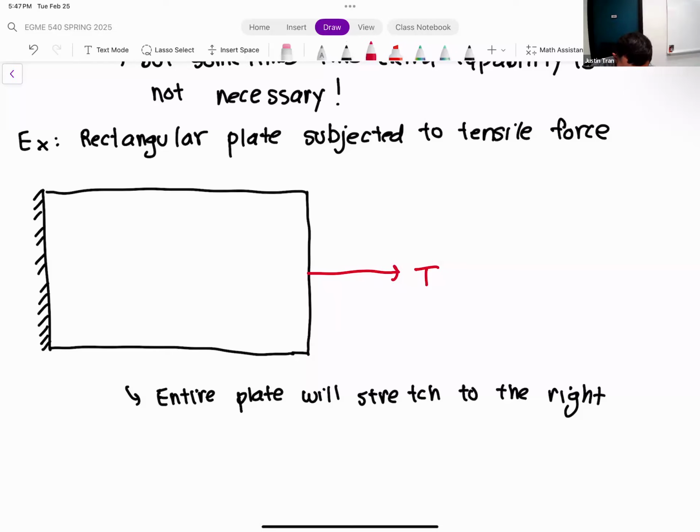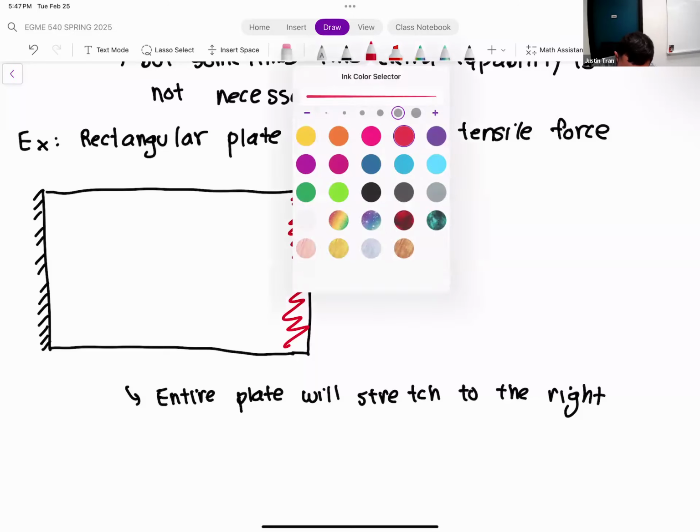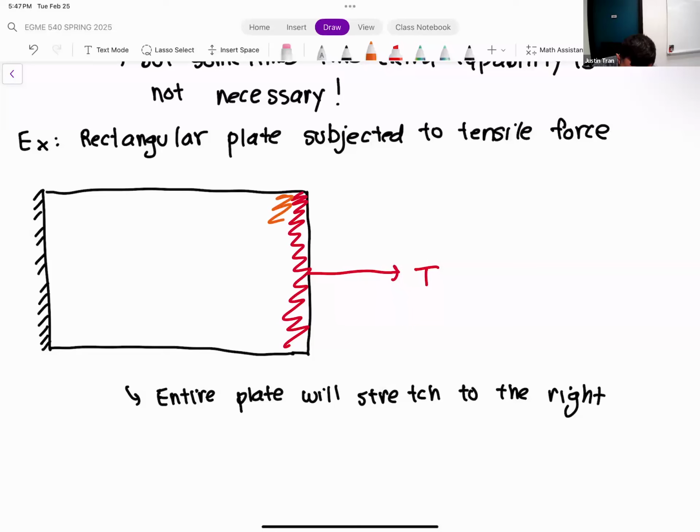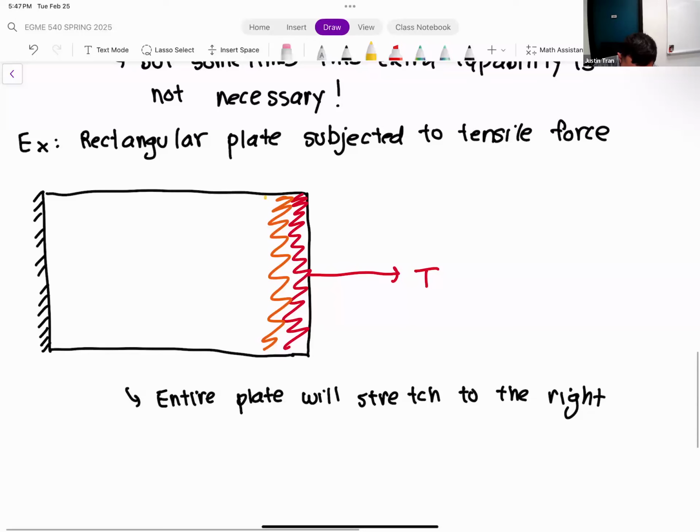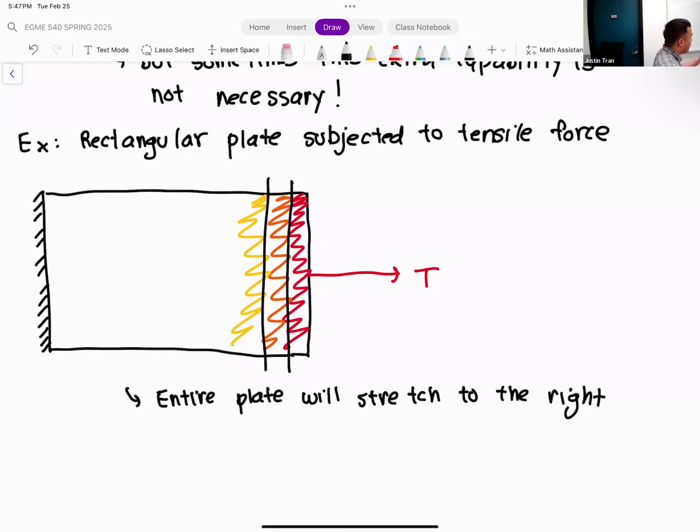So what does that mean? That means maybe this side of the plate is going to have max deformation. Maybe this side is going to be slightly less, and this side slightly less than that. But you can imagine the point that I want to make is that you're going to have these vertical streaks in your solution, where everything in a vertical column is going to have the same amount of deformation.